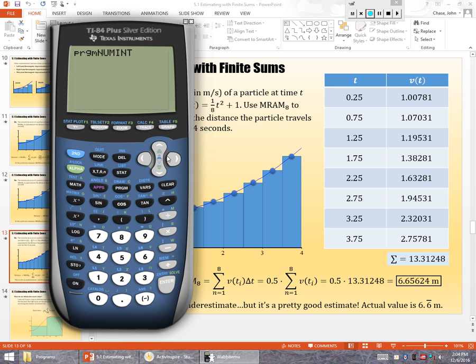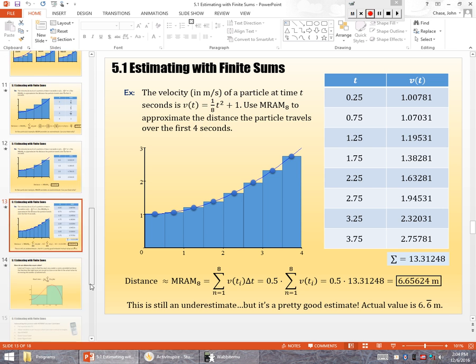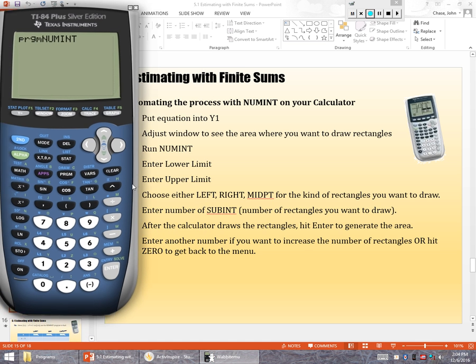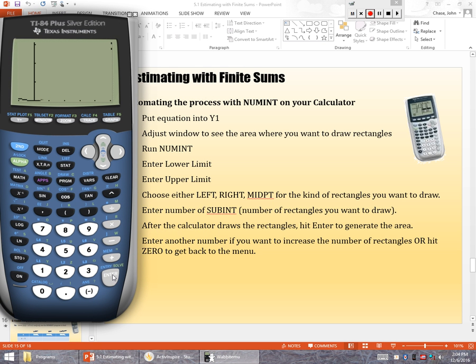So here, I'll run through it with you guys again. Here are the instructions. All right, so run numin. Again, I have my nice picture already set up, my window is set. Lower limit 0, upper limit 4, midpoint, 8. Let it do its thing. Press enter, and it should give you the same thing I got up here too, right? It finished finally? So we got 6.666.